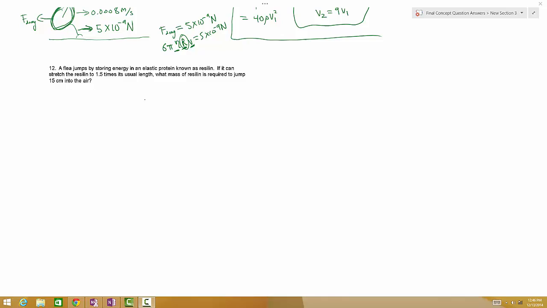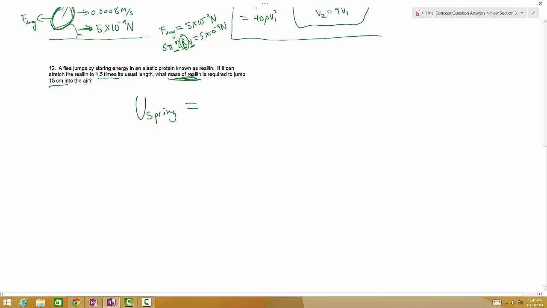Okay, a flea jumps by storing energy in an elastic protein known as resilin. It can stretch the resilin 1.5 times its usual length. What is the mass of resilin required to jump 15 centimeters in the air? Okay, so mass of resilin, I think this is not the right question. Sorry if this is a confusing one, but I think what this question is really trying to get at is conservation of energy.